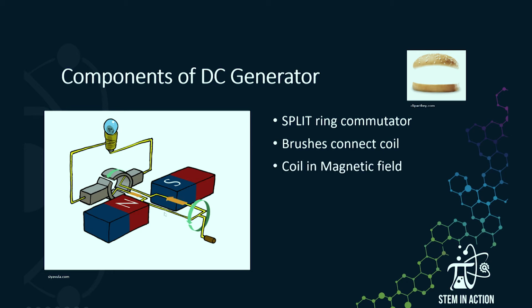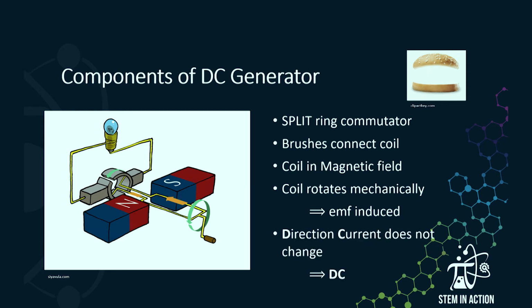And as I said, we've got a coil in a magnetic field. Those are common to both AC and DC generators. So as this coil rotates in the magnetic field, two things are checked. Coil rotating in a magnetic field induces EMF. In the case of a DC generator, the current does not change direction. Thus, the generator generates direct current. The current does not change. It stays in the same direction, and we now have a DC generator.